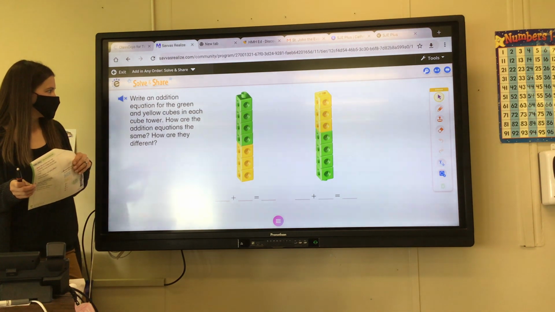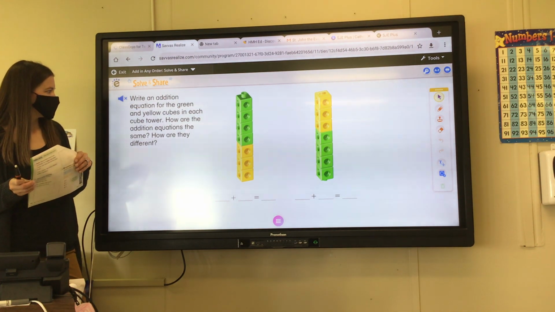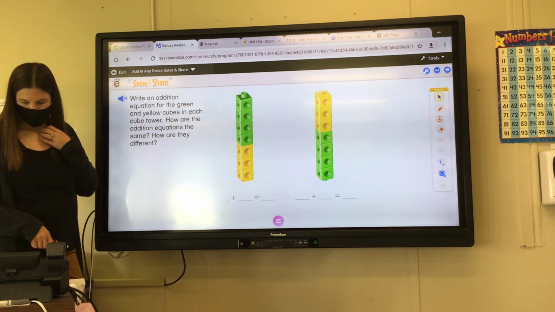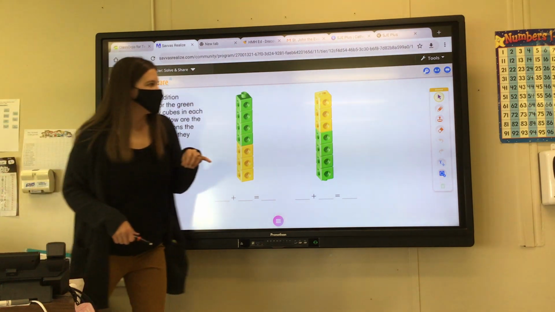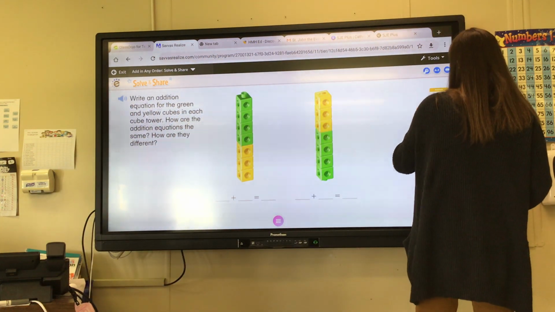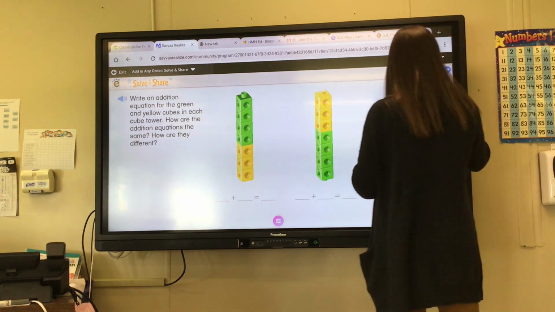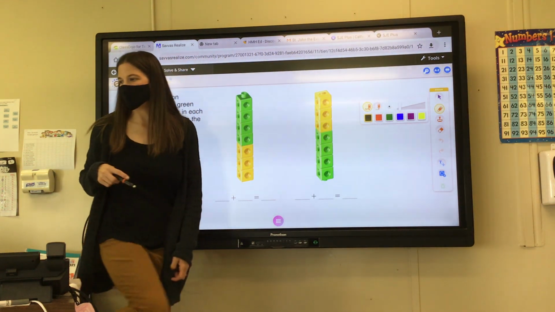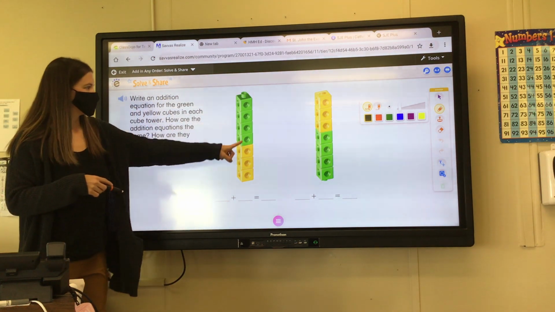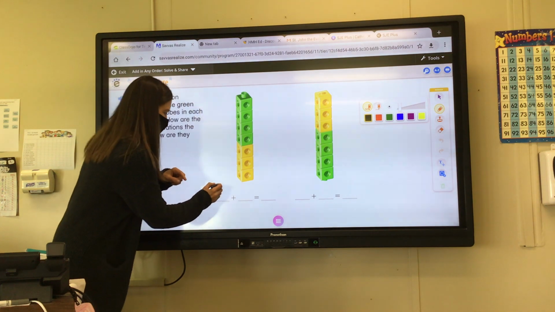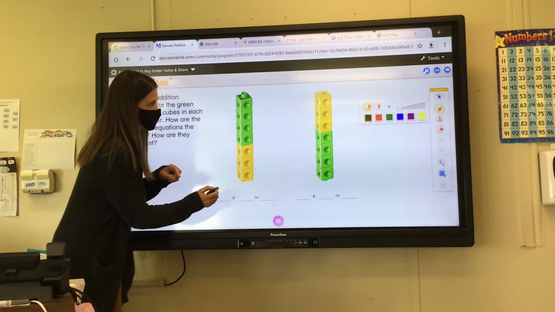Write an addition equation for the green and yellow cubes in each cube tower. How are the addition equations the same? How are they different? Okay, so let's start with doing the first cube tower. How many green cubes are there, everyone? 1, 2, 3, 4. How many? 4. So that number goes here.